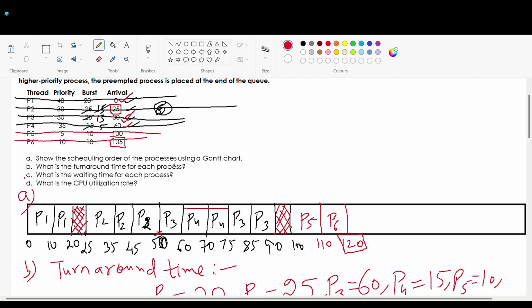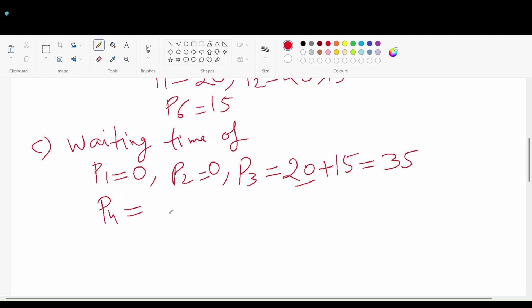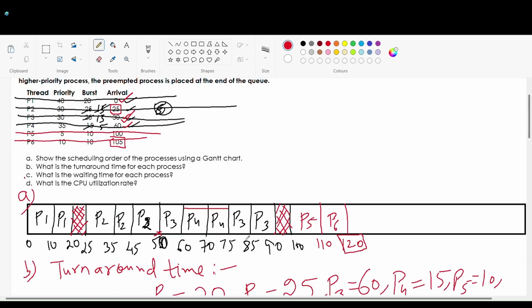Now P4 enters into the system at 60 and starts the execution at 60. So there is no waiting time for P4. So P4 waiting time is 0. And P4 finishes the execution here only.